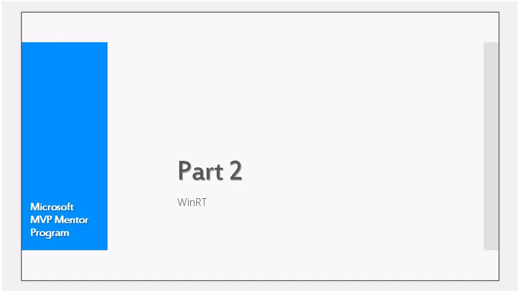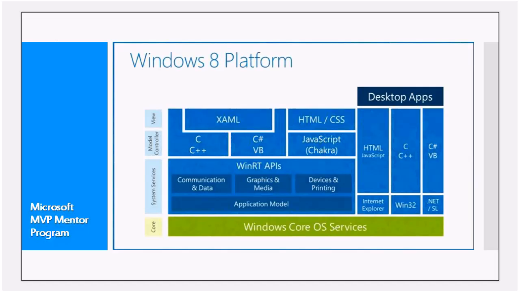So now, WinRT. What's WinRT? Here we can see the Windows 8 platform. As you can see, you've got desktop applications. Starting from Windows 8, you can build them using HTML and JavaScript, or you can build them using C and C++ or C# and Visual Basic. The idea is the developer can choose the tool set that works best for them.